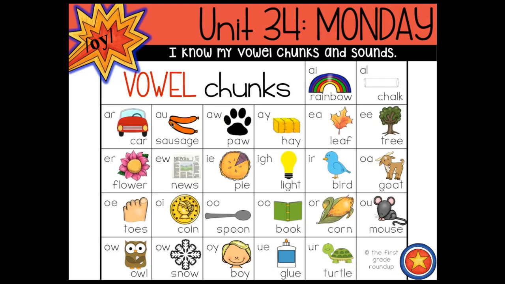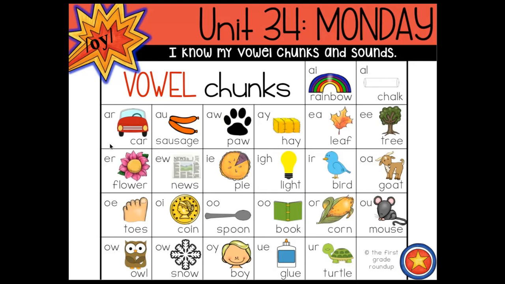We have EA, that makes the E sound, long E, just like EE makes the long E sound. Excellent. We have IE, and that makes I, like in pie. We also have IGH, that makes I, like in pie. Skipping over here, we've got OA, and that's O, like in goat, or OE, O, like in toe, or OW, O, like in snow.